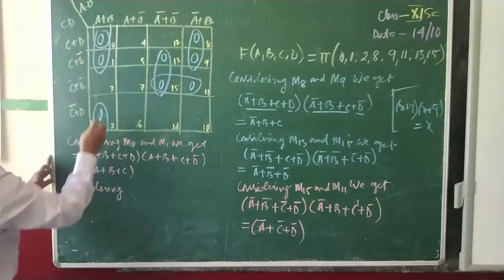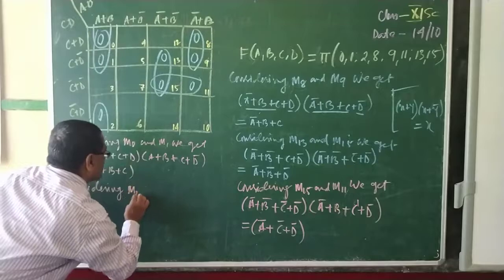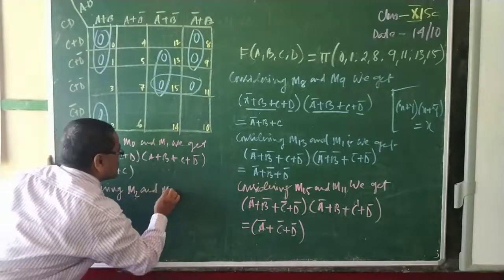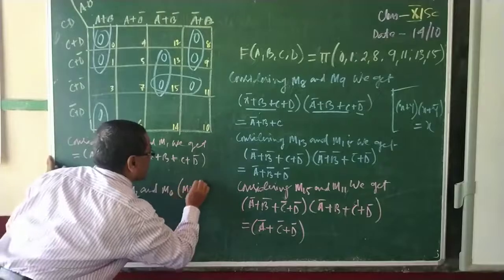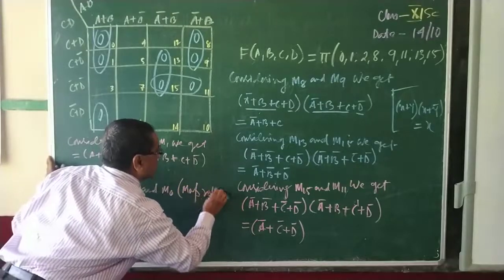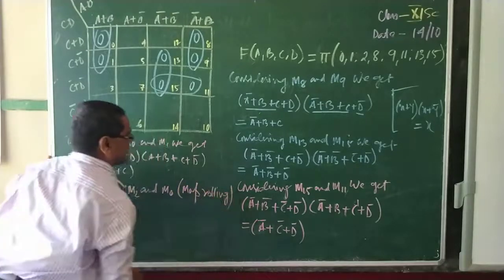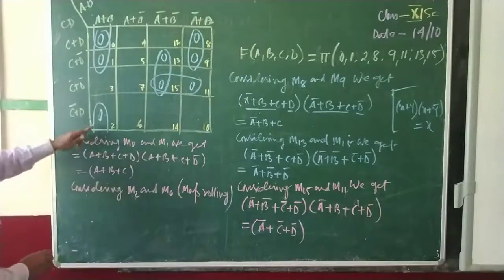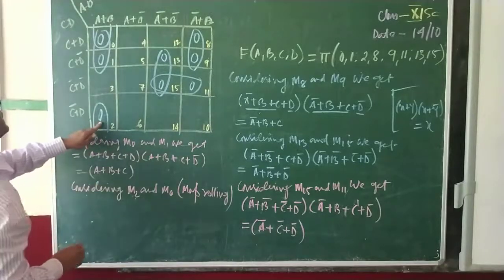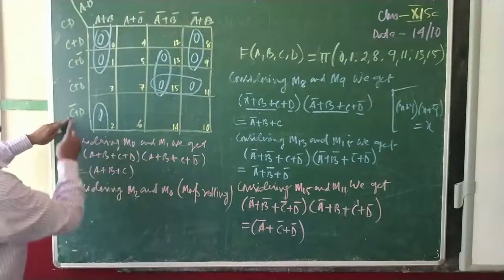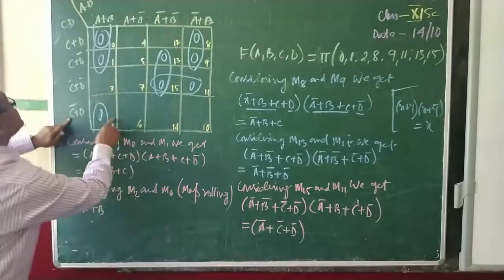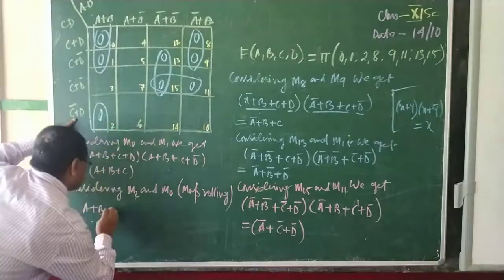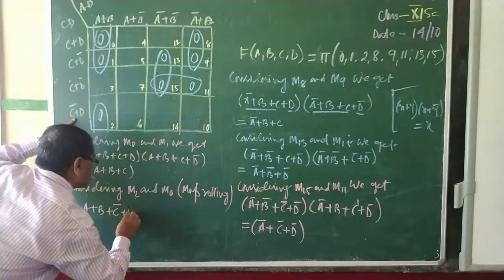Now one more map rolling, considering M2 and M0. You have to mention the map rolling here. You have to write M2. What is M2? M2 is A plus B plus C complement plus D.